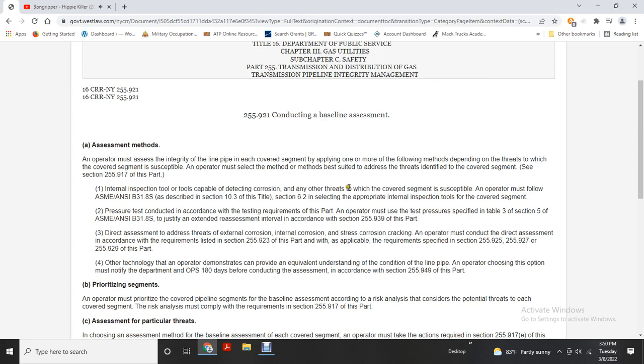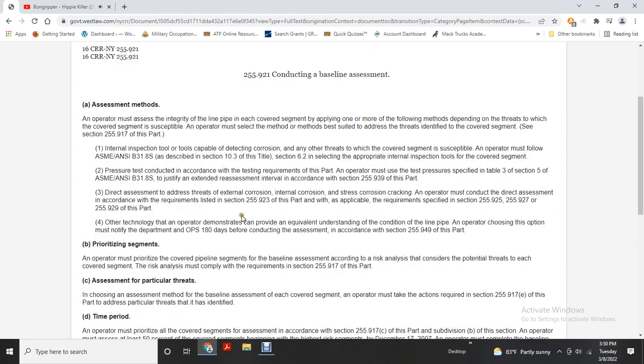ASME/ANSI B31.8S, Section 6.2, selecting the appropriate internal inspection tool for the covered segment. A pressure test conducted in accordance with the testing requirements of this part. The operator must use the test pressure specified in Table 3 of Section 5, ASME/ANSI B31.8S, to justify an extended reassessment interval in accordance with 192.939. Direct assessment to address external corrosion, internal corrosion, and stress corrosion cracking.